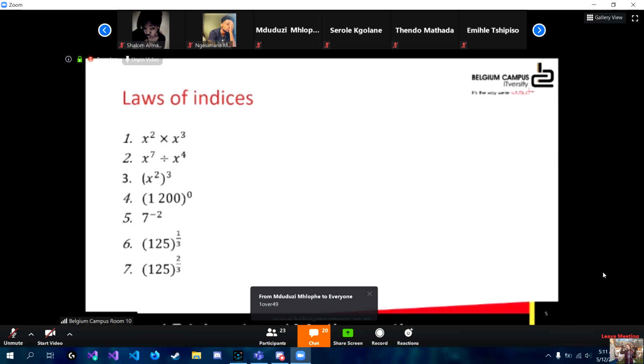fraction. Can you see that? Fraction. Yes, that's 1 over b to the power of m. That's a fraction. Oh, okay. Yes. Okay. Your 7 is the b, your m is 2. All right. 7 is the b, and the m is 2. Right, so Mduduzi has already given us the answer. Thank you. Yes, it is 1 over 49.